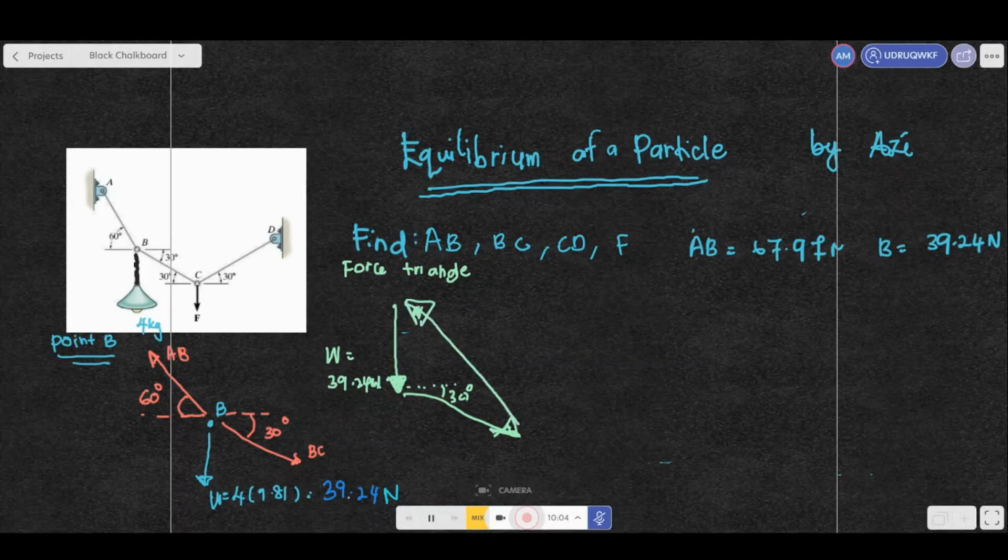So this is AB. This is AB, and this is for BC. You can see the arrow. This one is downward, this one is upward. So we just rearrange back and connect all the forces together, using head to tail, head to tail, head to tail.